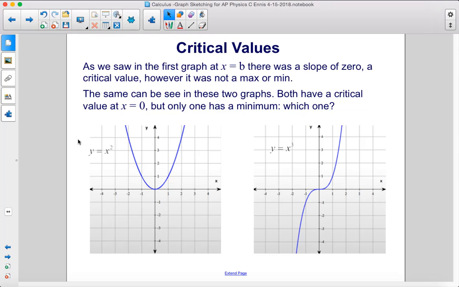As we saw in the first graph at x equals b, there was a slope of 0, a critical value. However, it was not a max or a min. The same can be seen in these two graphs. Both have a critical value at x equals 0, but only one has a minimum. Which one? Well, this one is a minimum because we see the slope goes from negative to 0 to positive, and it's a low point relative to the points around it. Here, we have a slope that's positive, then goes to 0, and then it's still positive. So this is not a max or a min.